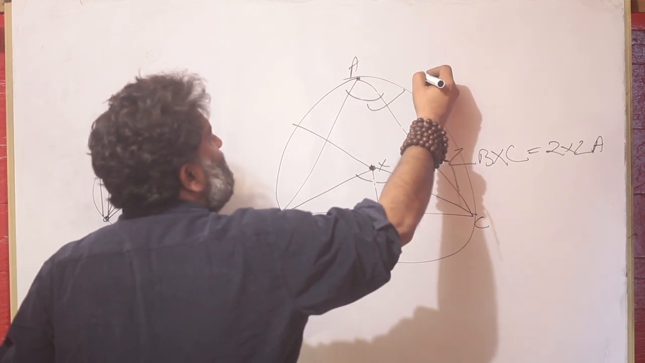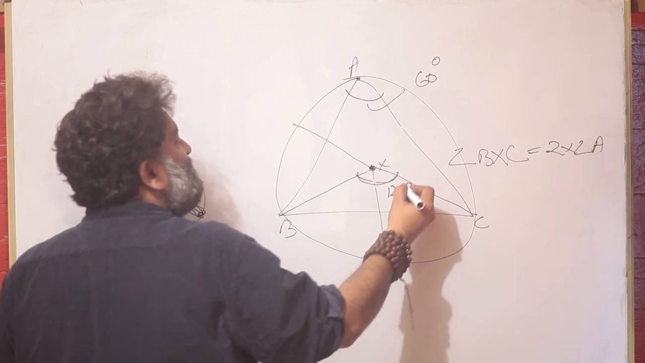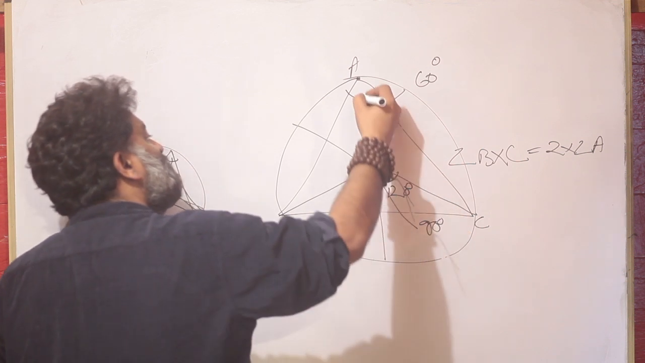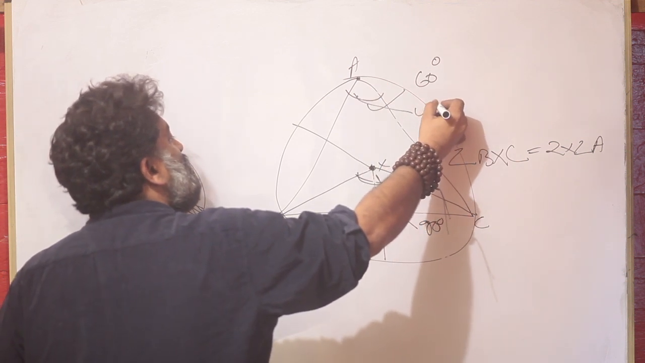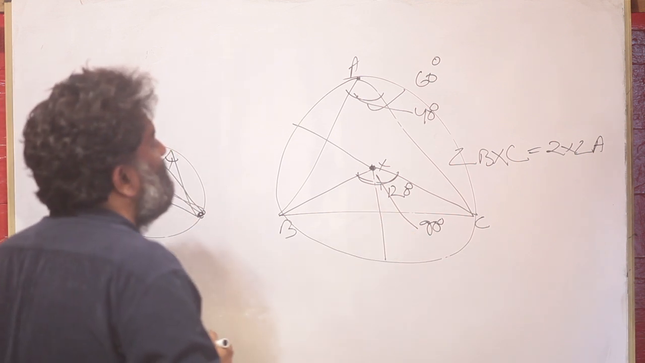So if this angle was given as 60 degrees, you can say this angle is going to be 120 degrees. If this angle was given as 80 degrees, you can surely say that this angle is going to be 40 degrees. So another key property related to perpendicular bisectors.